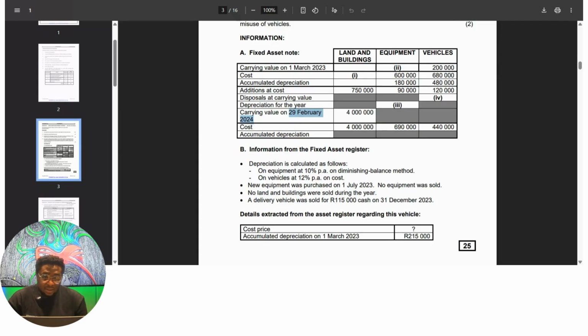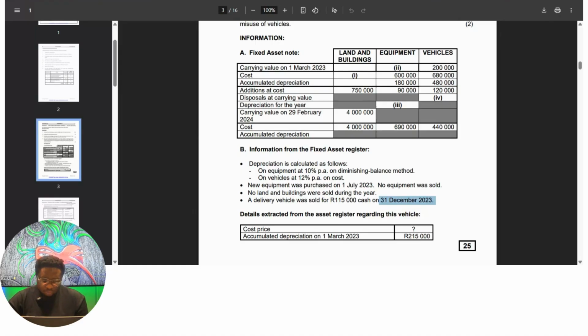Now, the next thing that we are going to be looking at is when it comes to the vehicles, and specifically what we want to calculate is the disposals at carrying value. So in other words, we want to know what was the carrying value of the vehicle at the date of its disposal. So firstly, we need to determine its date of disposal. Now the date of its disposal is 31 December 2023, so still within the current financial year.